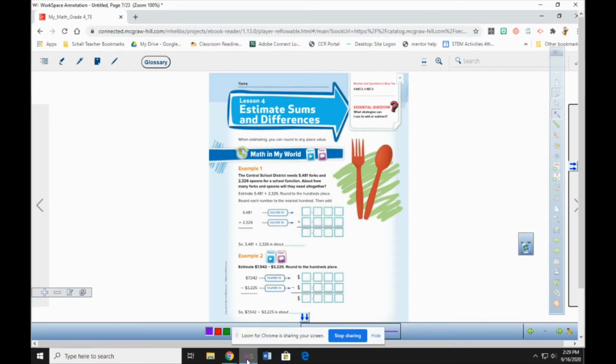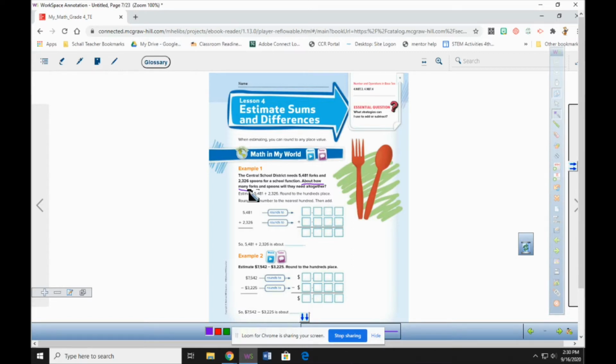Here's what you need to be aware of. We are not actually going to add those two numbers. Our story problem said about how many. When a story problem says about how many, we need to round and add those numbers. So let's round.